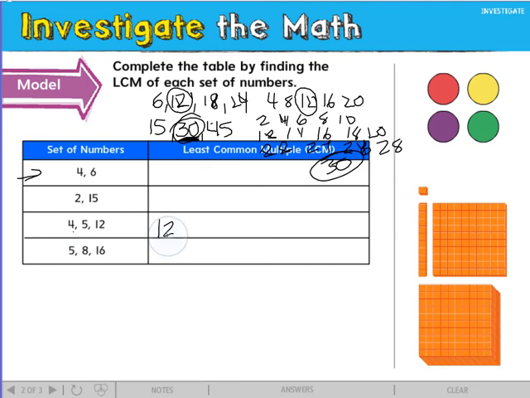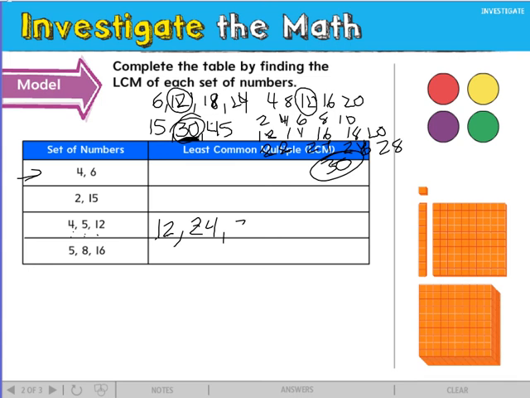Can 4 go into 12? Yes. Can 5 go into 12? No. Okay, so it is not the least common multiple. Look, we have a set of 3 numbers now instead of 2. So after 12 we go 12 times 2 is? 24. Can 4 go into 24? Yes. Can 5 go into 24? No. So after 24 we go?